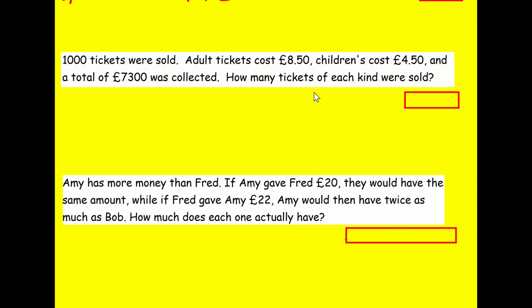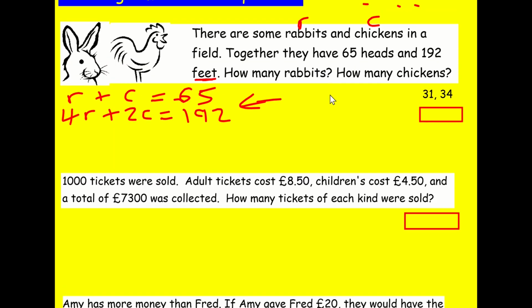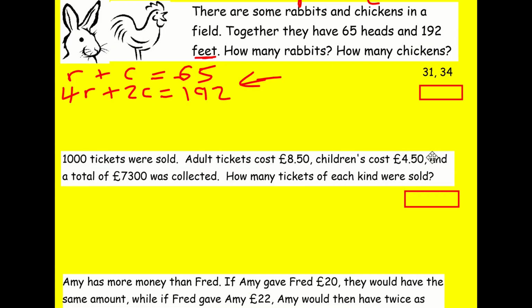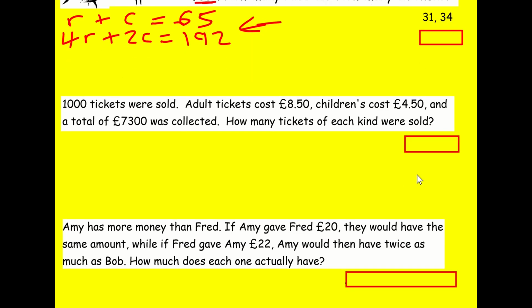1,000 tickets were sold. Adult tickets cost £8.50, children's cost £4.50, and a total of 7,300 was collected. How many tickets of each kind were sold? In some sense, this one's a bit nicer because I've not had to realise about the number of heads a rabbit has and the number of feet a chicken has and so forth. They told me how much a ticket costs, but I still have to create the equation. So I'm going to say that the number of adult tickets sold is A, and the number of children's tickets sold is C. And that's going to mean A plus C equals 1,000.